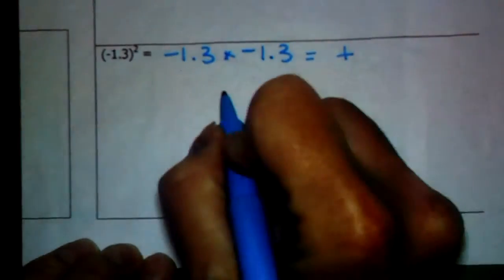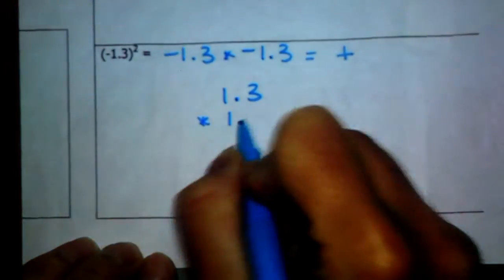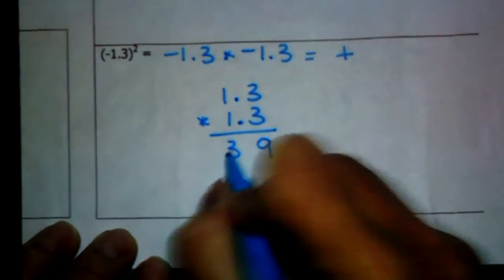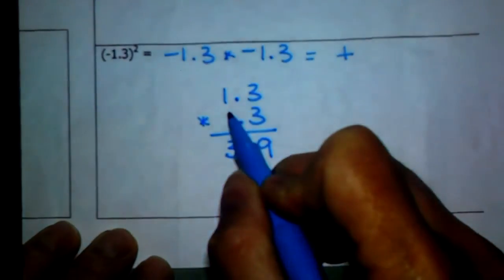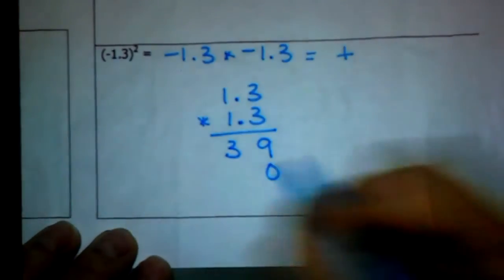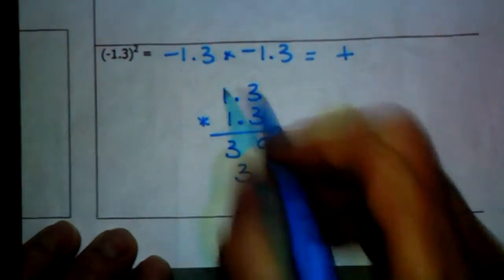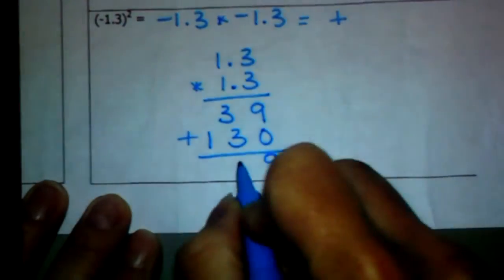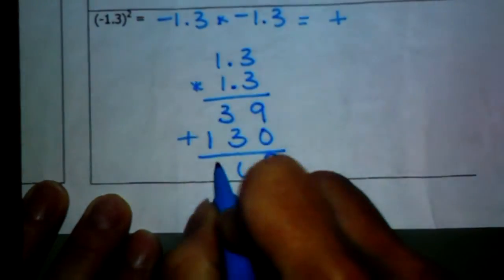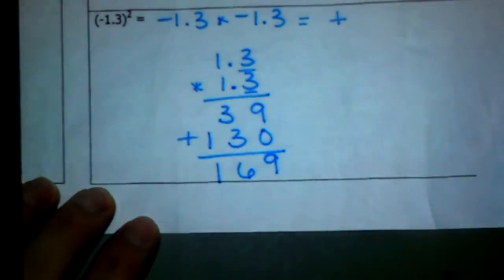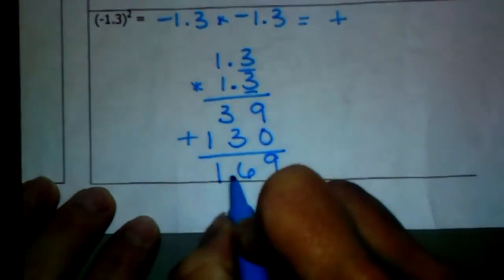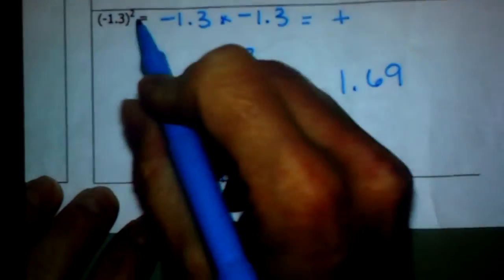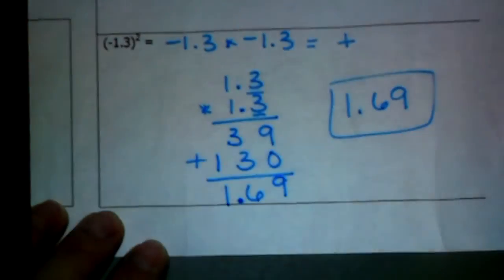Same number of digits in each, so just set it up as 1.3 times 1.3. Alright, 3 times 3 is 9, 3 times 1 is 3. And again, since I'm starting to multiply this second digit and it's over in this slot, I need a filler here. So 1 times 3 is 3, 1 times 1 is 1. We add them together. 9 plus 0 is 9, 3 plus 3 is 6, and 1 plus nothing is 1. And notice there are 2 digits behind the decimal point in the problem, so there need to be 2 digits behind the decimal point in the solution. We said this was a positive answer because it's a negative multiplied by another negative. So our result is 1 69 hundredths.